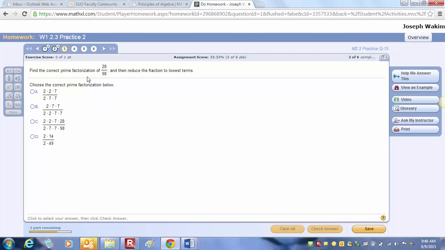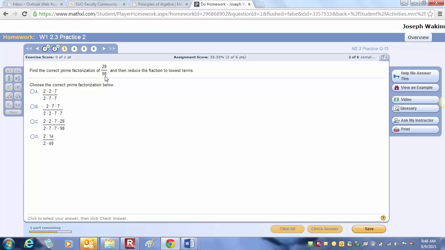Find the correct prime factorization of 28 over 98 and then reduce the fraction to lowest terms. Notice that 28 is 4 times 7, but 4 is not a prime number. Change 4 to 2 times 2, so 2 times 2 times 7 looks good. This one is out, and this one is out because 14 is not a prime factor. It's a composite number.